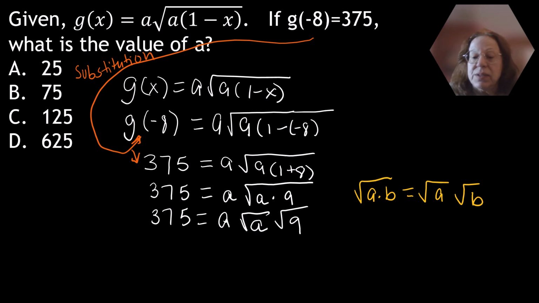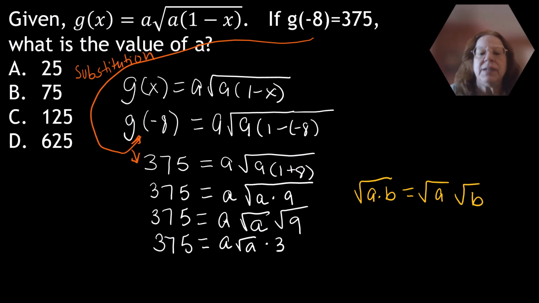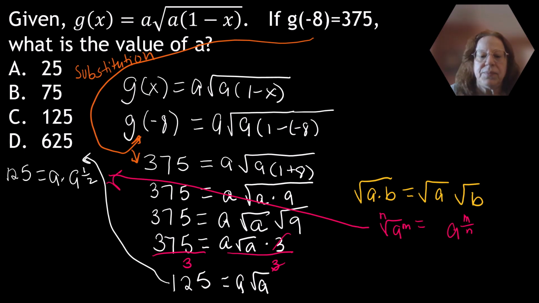One of the exponent rules is that if you have the square root of a times b, you can separate those and make it the square root of a times the square root of b. So that's what I did there. I said 375 is equal to a times the square root of a times the square root of 9, which we know is 3. That helps us out there. Divide both sides by 3. We're trying to solve for a here. So we get 125 equals a times the square root of a.